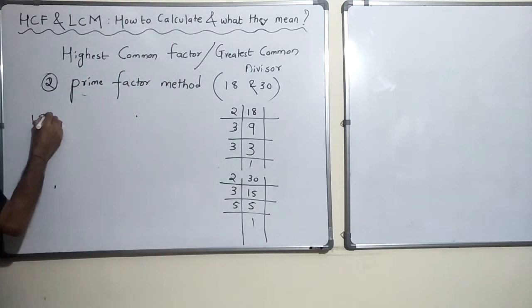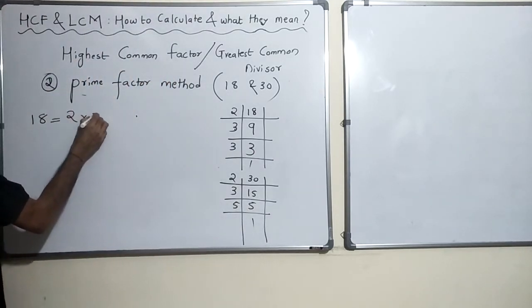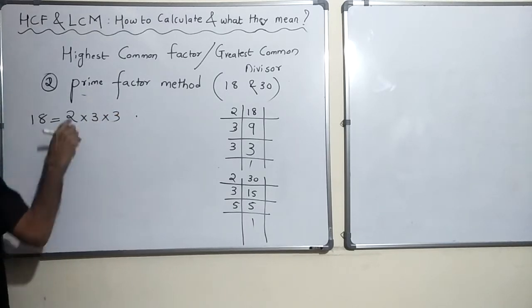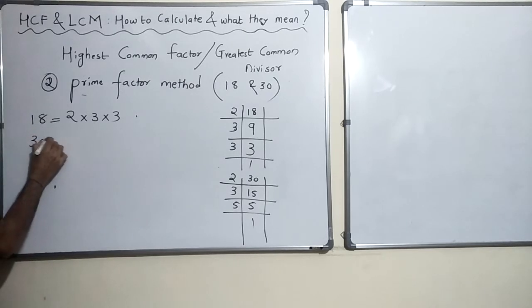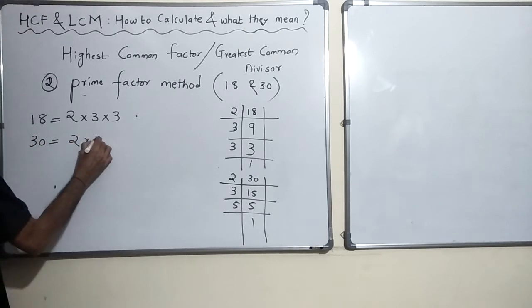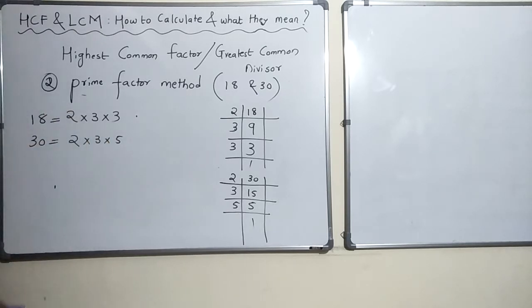So 18 I can write as 2 into 3 into 3. 2 into 3 is 6. 6 into 3 is 18, which is correct. 30 I can write as 2 into 3 into 5. 2 3s are 6. 6 5s are 30. Okay.